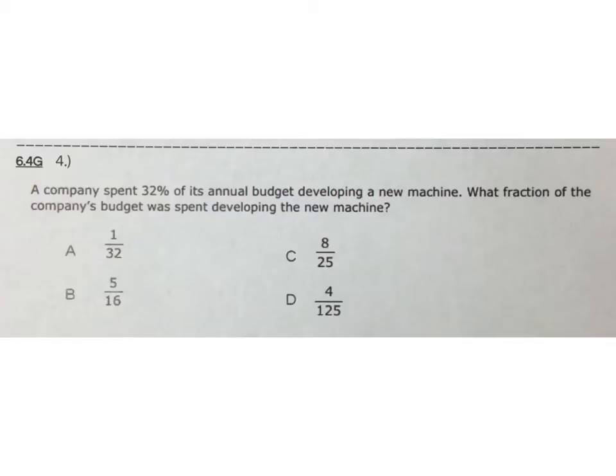Number 4 goes with TEK 6.4g. A company spent 32% of its annual budget developing a new machine. What fraction of the company's budget was spent developing the new machine? A, 1 over 32, B, 5 over 16, C, 8 over 25, or D, 4 over 125.